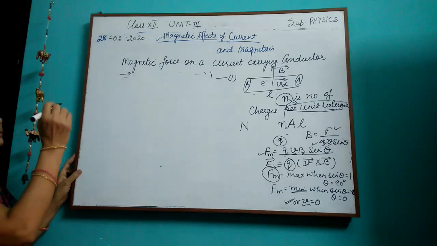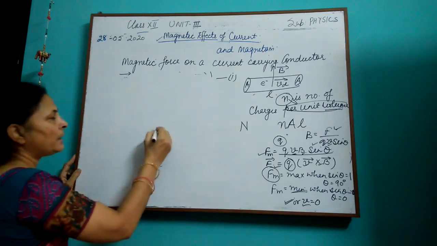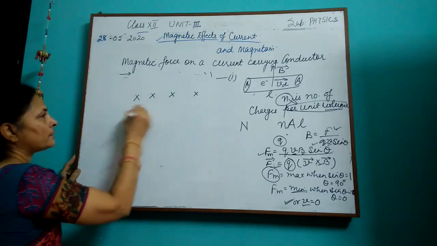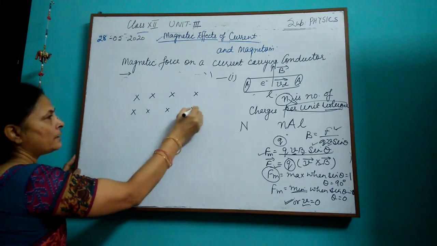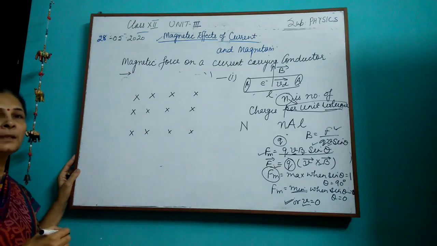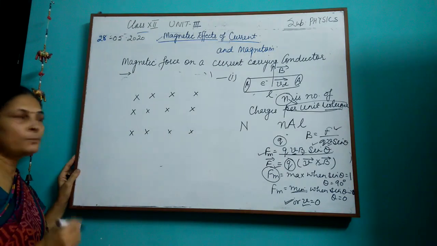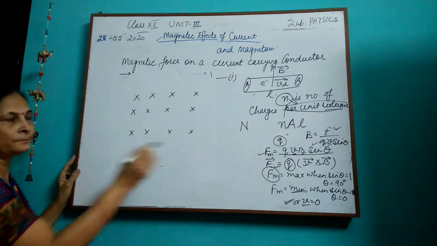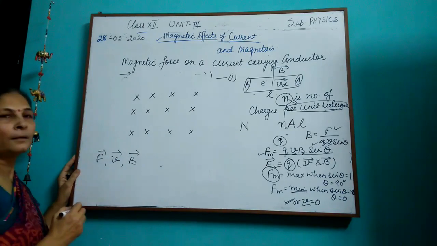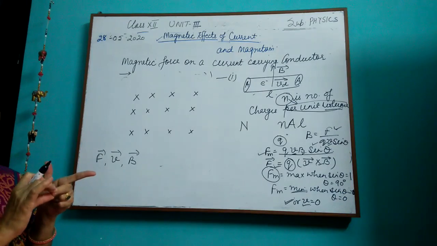Now to denote the direction on the paper, magnetic field is represented in two manners. One is cross, like this. If I want to represent a magnetic field on the plane of the paper, I can put crosses like this. And what does it indicate? It is magnetic field into the plane of the paper. Because most of the time we are dealing with three quantities: force, velocity, and magnetic field. Father, mother, and child.